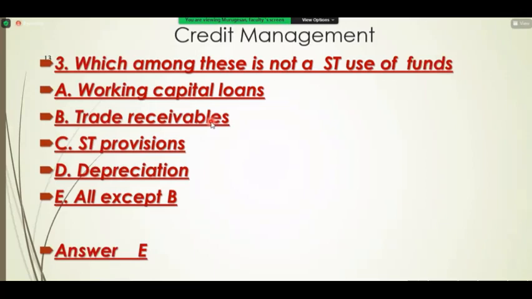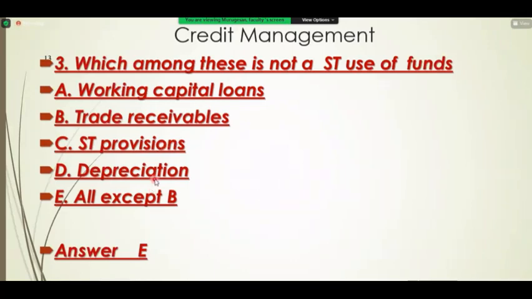Because trade receivable is a part of current assets. All current assets are short-term uses. All current liabilities are short-term sources. All fixed assets are long-term uses. All capital and NCL are long-term sources. These are the four components, in different ways, just to give a broader understanding for exam purposes. Agreed? So here, trade receivable is only a short-term use. ST provision is not a use at all.